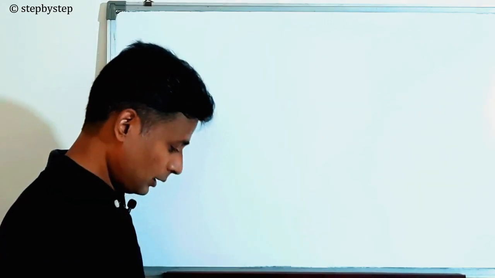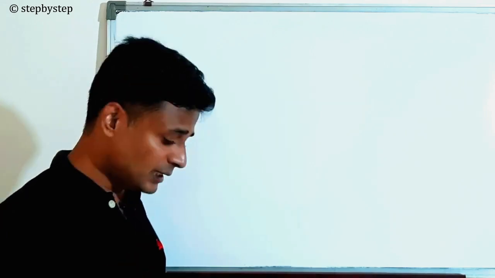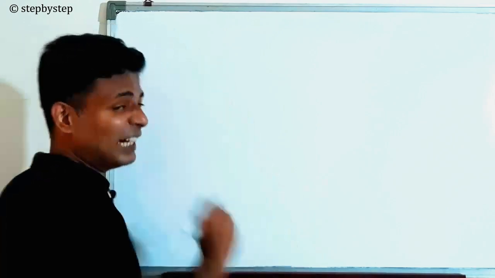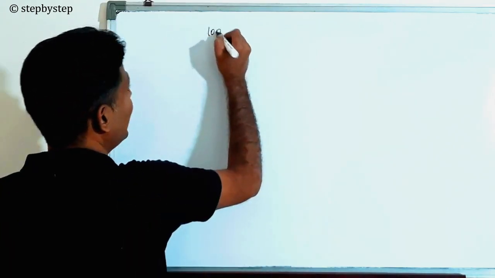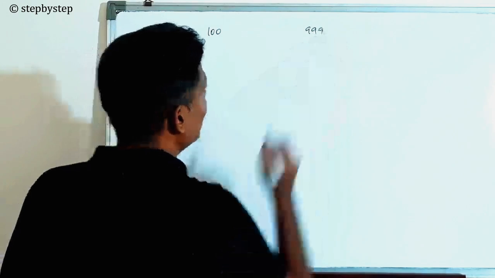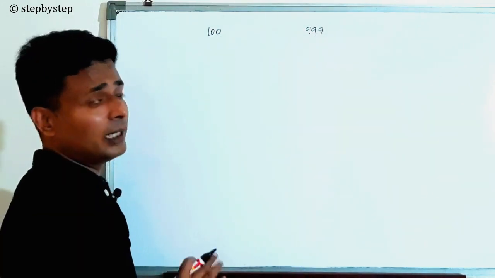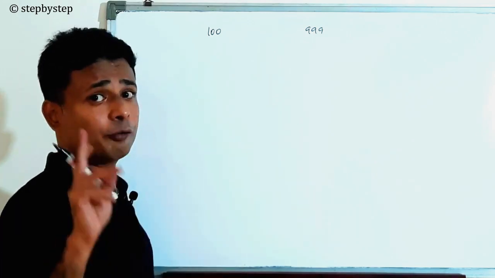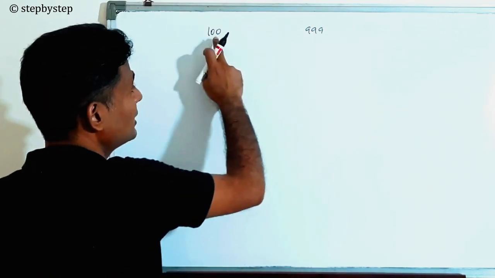Now the fourth question: find the sum of all 3-digit positive numbers divisible by 7. So the first 3-digit number is 100, the last one is 999. We have to find the sum of all 3-digit numbers divisible by 7, which means our first term will be the first 3-digit number divisible by 7.